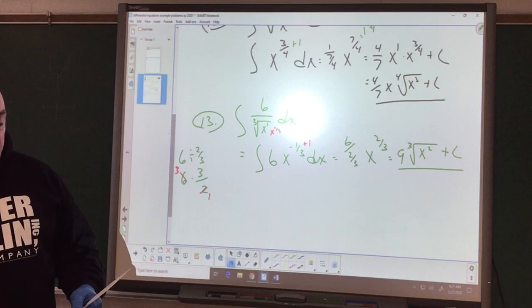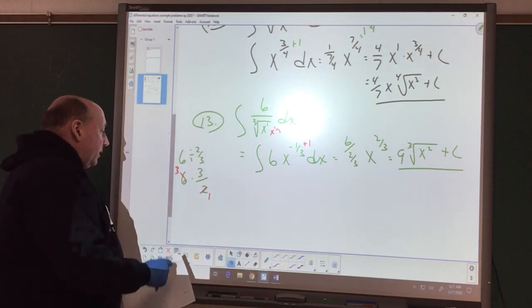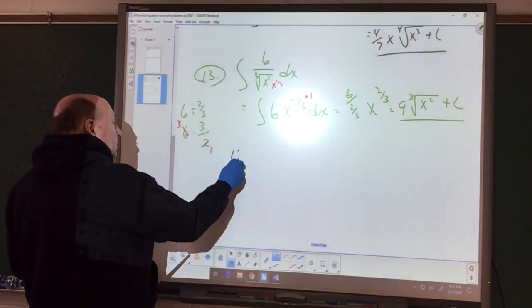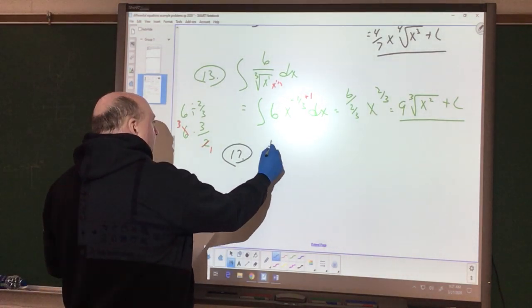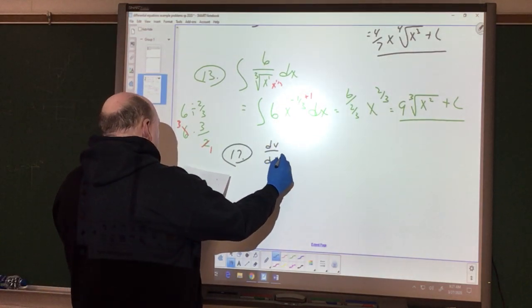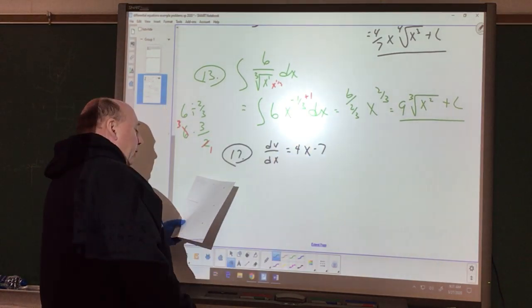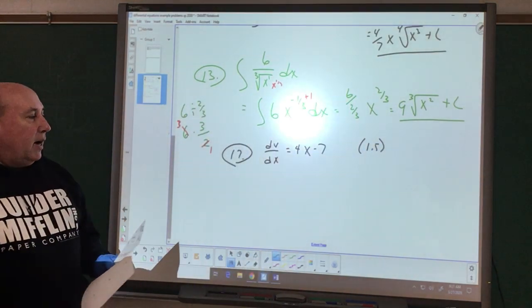If we look at a differential equation, we've done one like 16 already. Let's do number 17. We have dy dx is equal to 4x minus 7. And we have an initial condition of 1, 5.